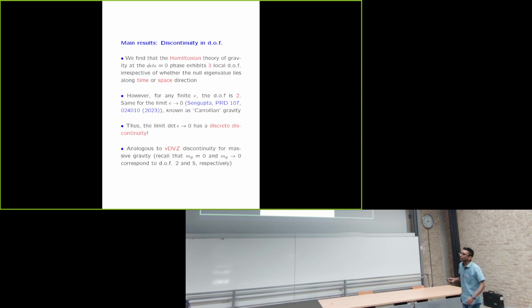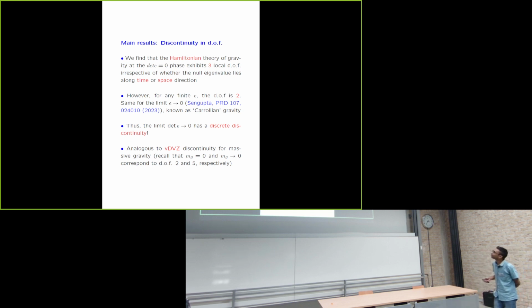So what are the main results? Yes, I'm at the end of my talk now. We find that the Hamiltonian theory of gravity at the zero determinant phase exhibits 3 local degrees of freedom. And this result doesn't depend on whether the null eigenvalue lies along the time or space direction. The details appear in the paper. And also for any finite e, the degree of freedom is 2, and this is also 2 when you go to a limit where the determinant tends to 0, which is known as the Carollean limit.